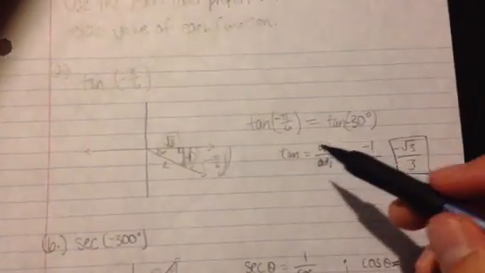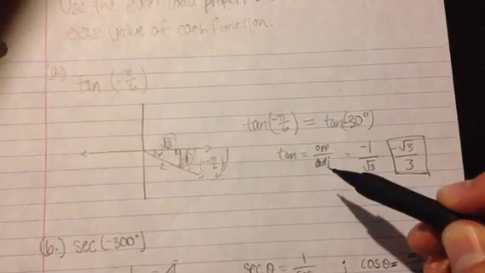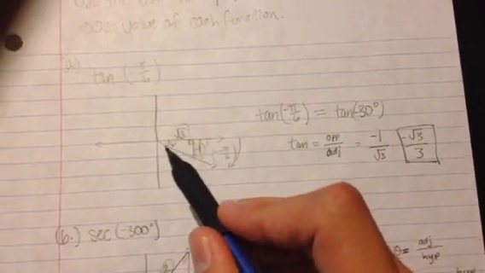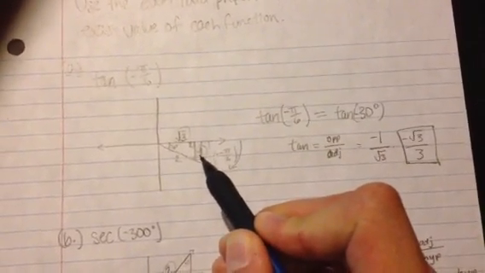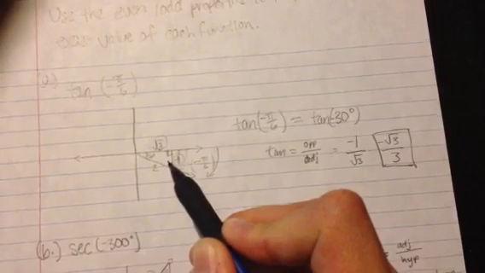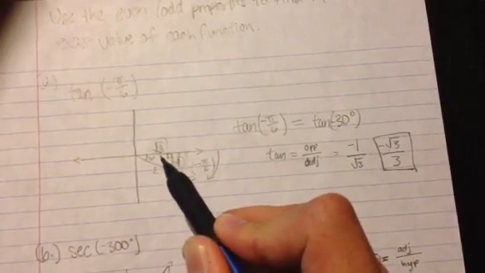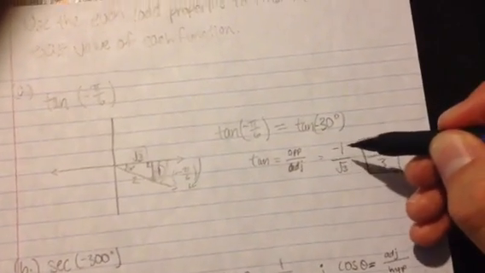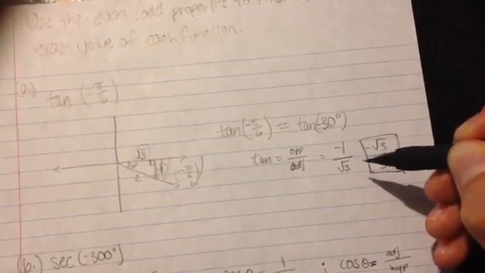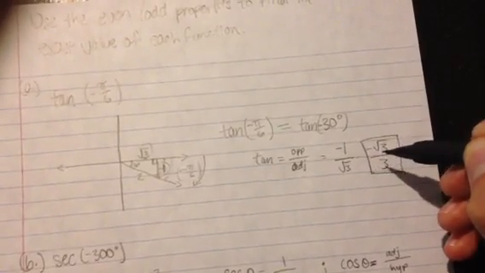And now remember, what you need to know is that tan is equal to the opposite over adjacent. So in this case, the opposite from the angle is negative 1, and the adjacent is the square root of 3. So negative 1 over square root of 3, you rationalize that, and then you end up with negative square root of 3 over 3.